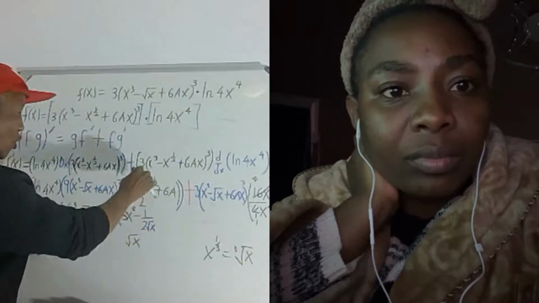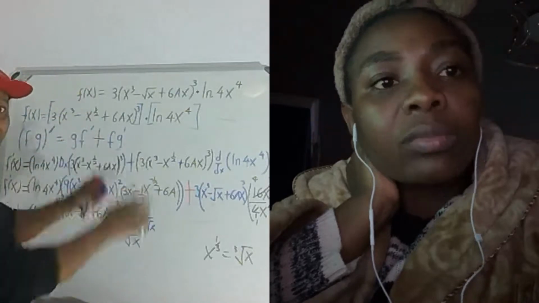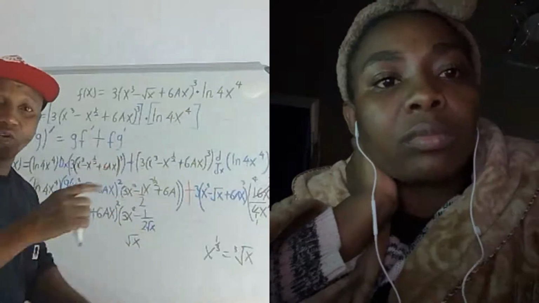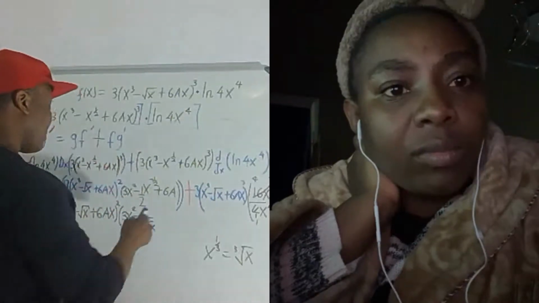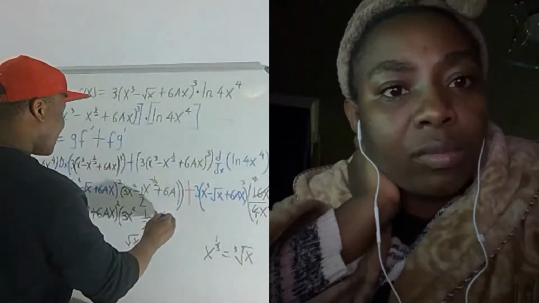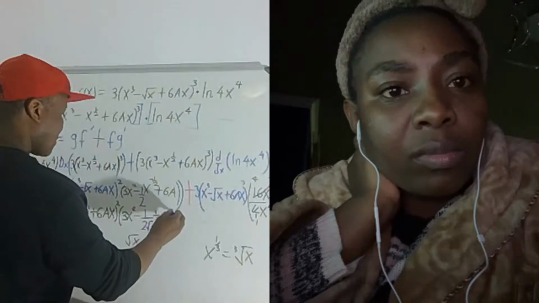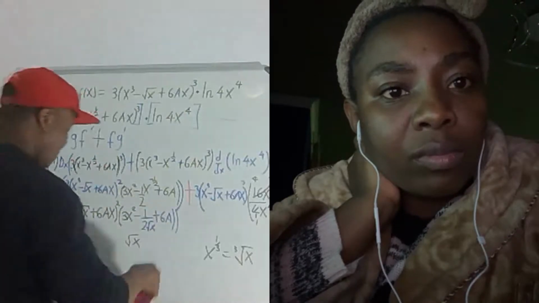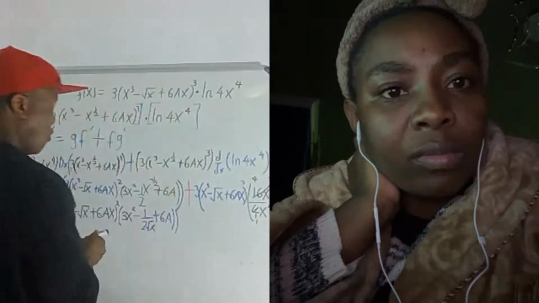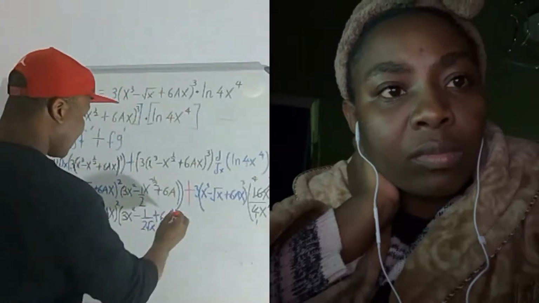And remember I told you top, top, bottom, bottom, right? Don't write to the middle because it's going to be hard for you to reciprocate. You're not going to know what is the top, what is the bottom. Plus and plus here, 6a. We're going to plus here.